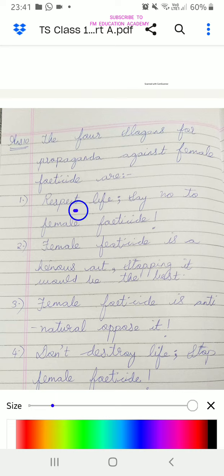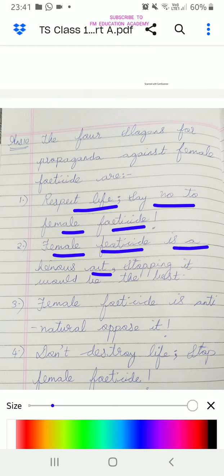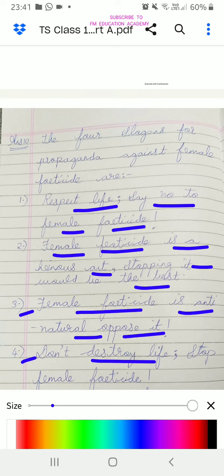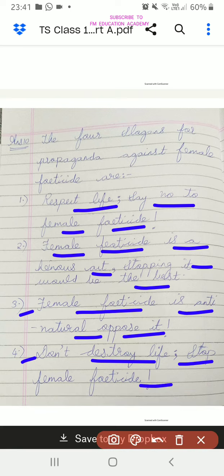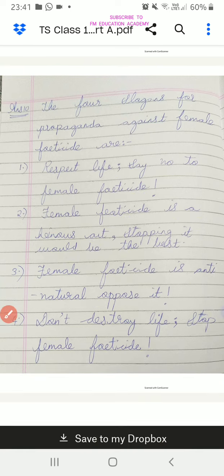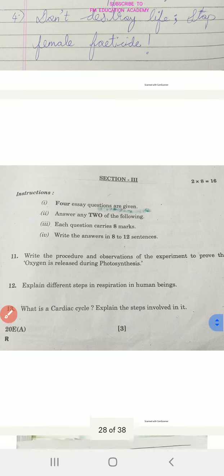So we can write, first, respect life, say no to female feticide. Second, female feticide is a heinous act, stopping it would be the best. Third, female feticide is anti-natural. Fourth, don't destroy life, stop female feticide. Apart from this, you could have also written some others; you'll get marks if it is correct.